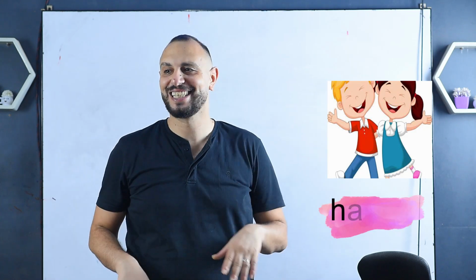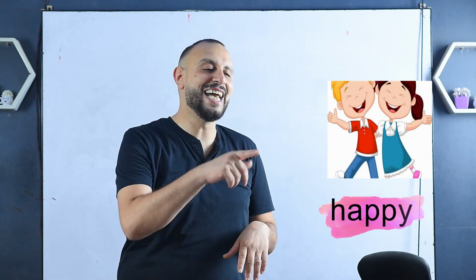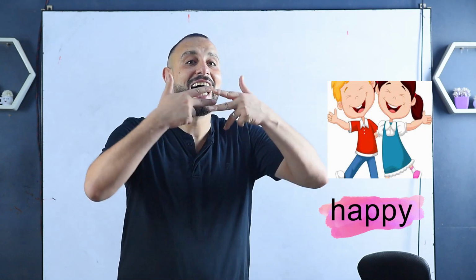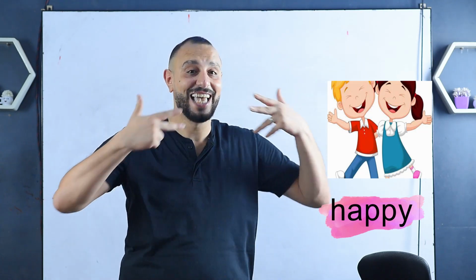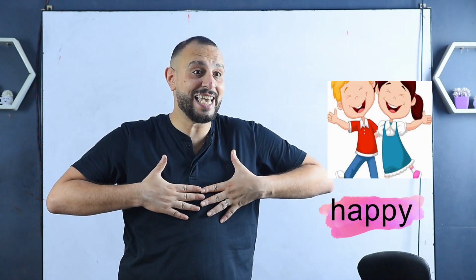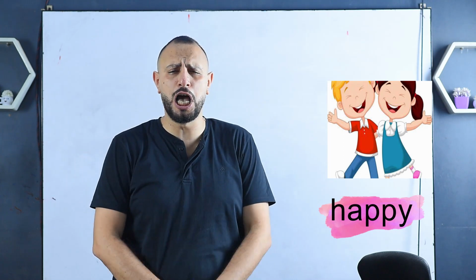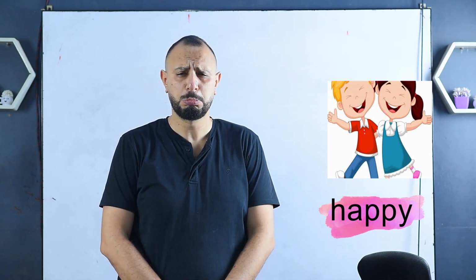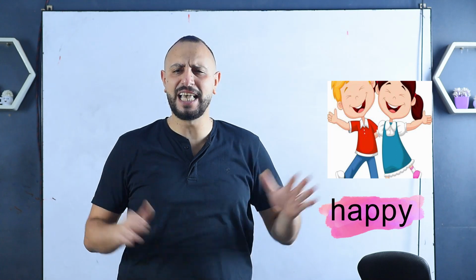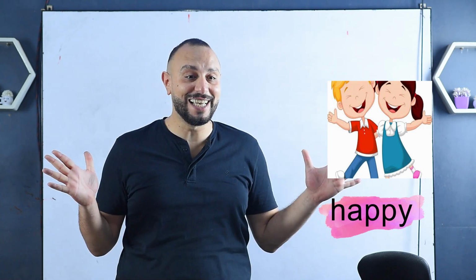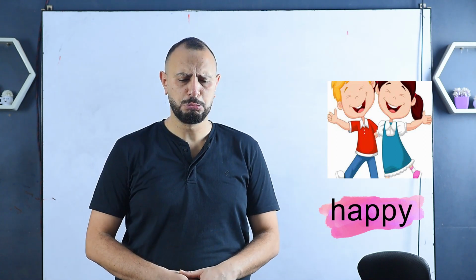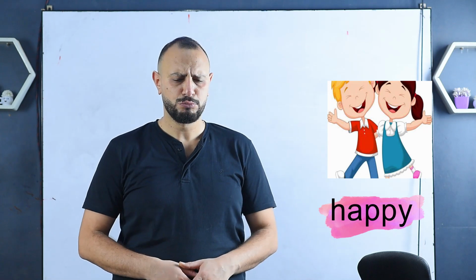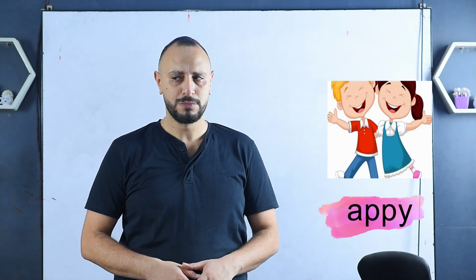H is for ha, ha, happy. I'm happy. I'm sad. Happy. Happy. Sad. Happy. Sad.